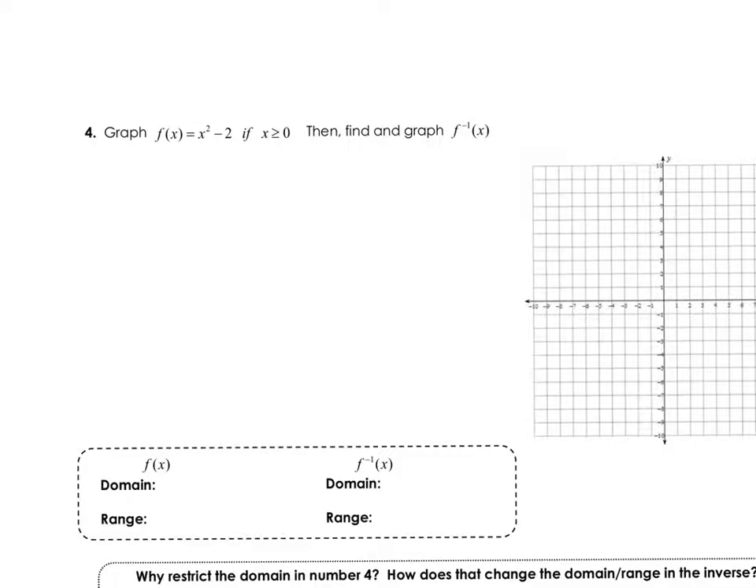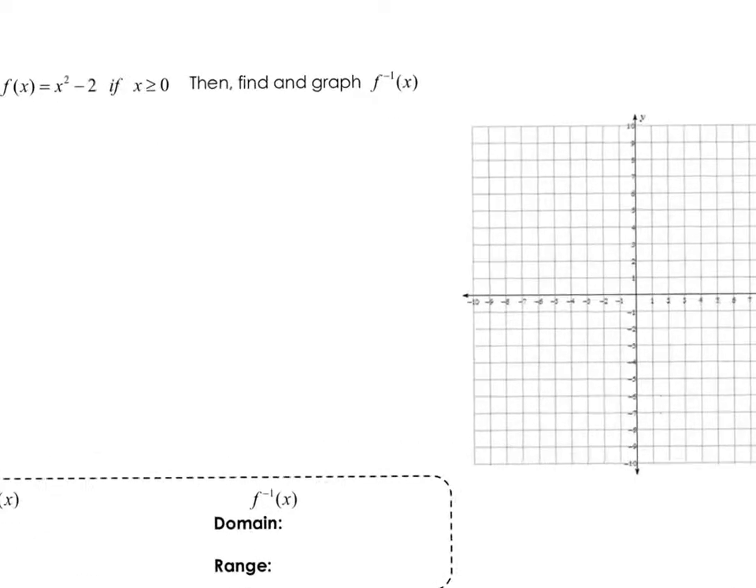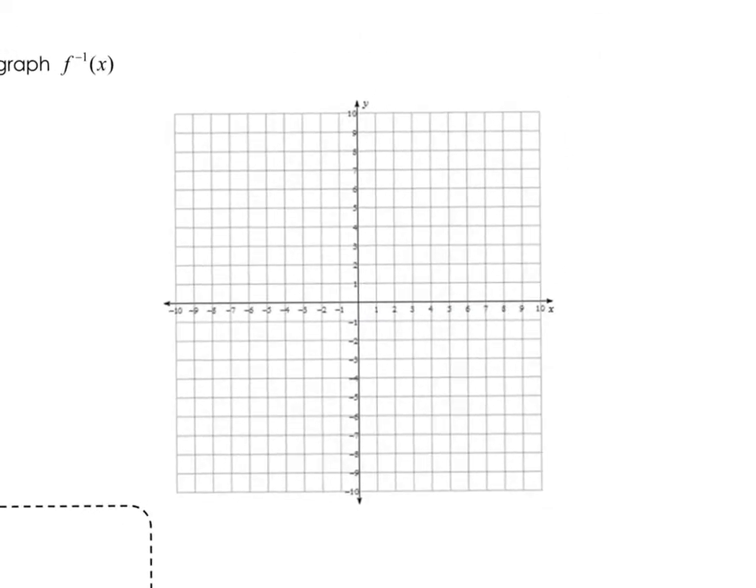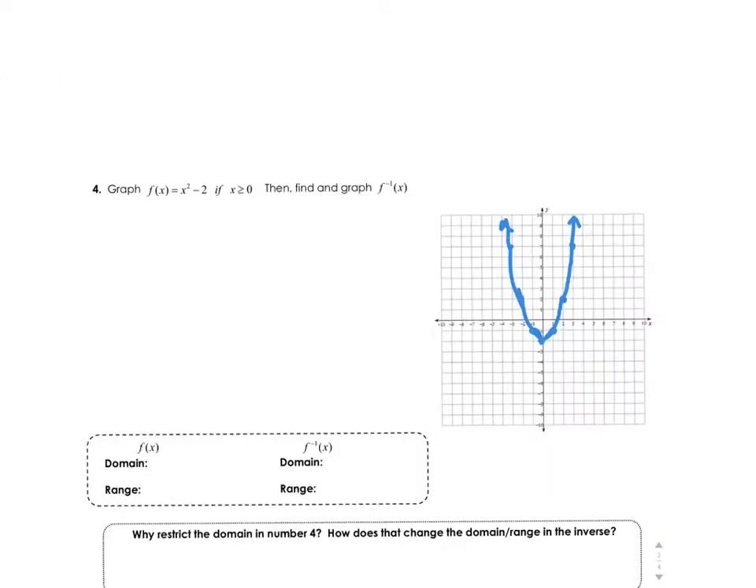Number 4 is asking us to graph x squared minus 2 if x is greater than or equal to 0. All right, well, first of all, let's just graph x squared minus 2. I'll do it in blue. It looks like this. It's a quadratic that is moved down 2 spots. All right, there's my quadratic. Now, there is a restriction on it, right?